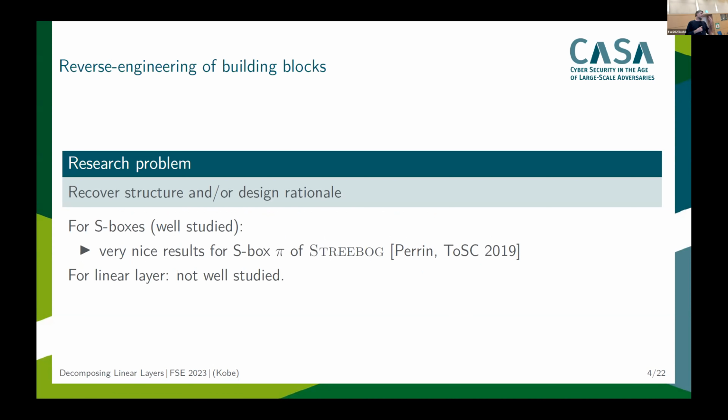And so given such a design, a natural research question is, how do we recover structure? How do we understand where this design is coming from? For the S boxes, this is well studied. There are very nice results on how the S box was chosen. I don't know, but at least the structure that's in there is by now well understood to a large extent, I would say. And for the linear layer, it's not so well studied. So we don't have good tools to find structure in linear layers, and this is what our work is about.